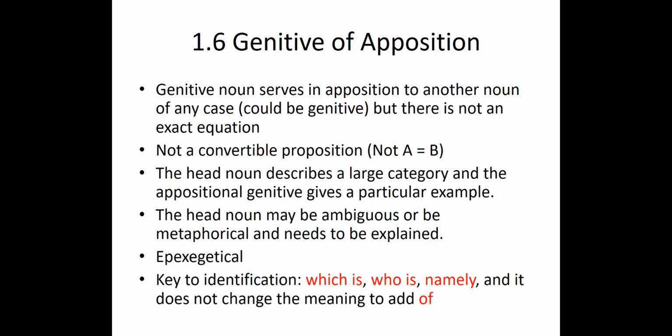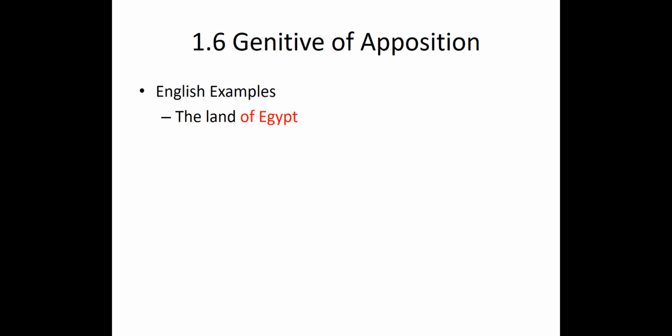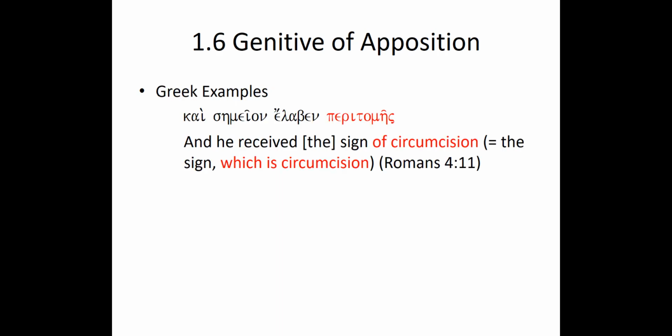To test if you have a genitive of apposition, see if you can add which is or who is or namely. And if you add the word of, it doesn't change the meaning. The land of Egypt, the sign of circumcision. Let's look at this one in Greek.